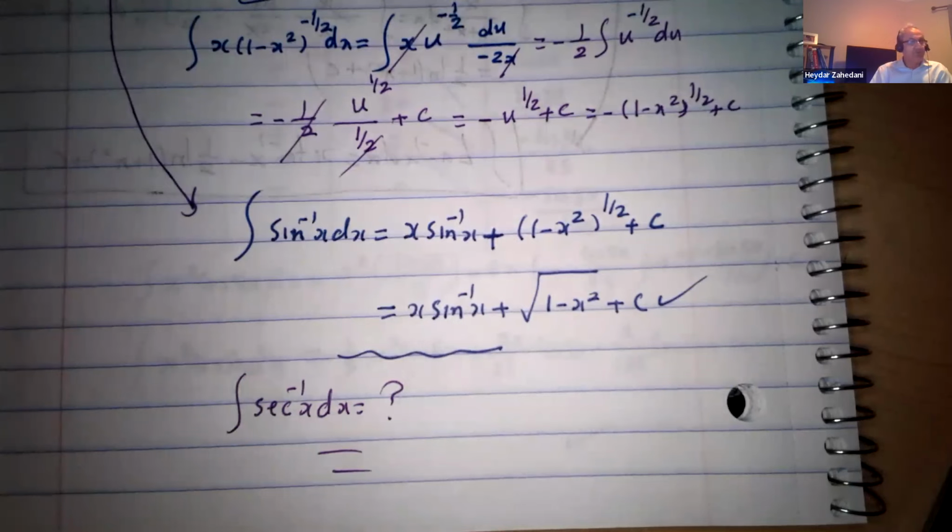Okay, so you know all of them. Sine inverse, tangent inverse, secant inverse. The cosecant, cotan are similar. We don't usually go with those. Okay, so that would be another group of the examples that we have.